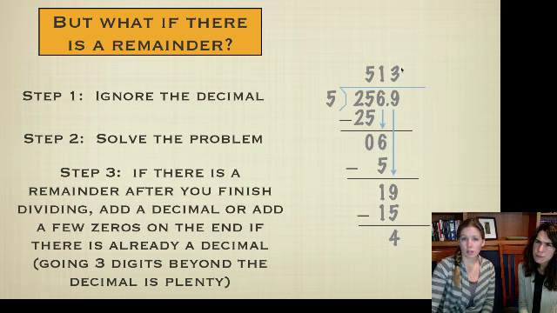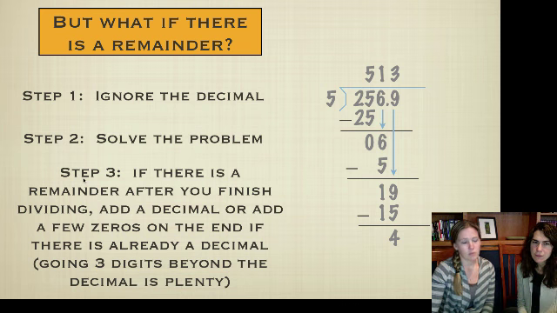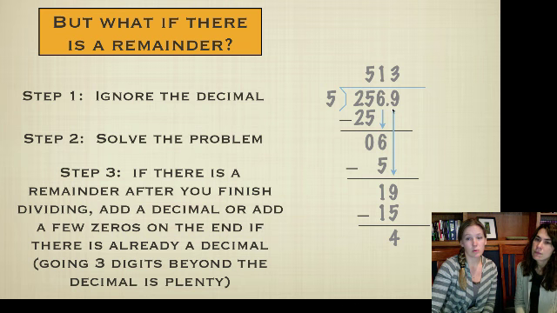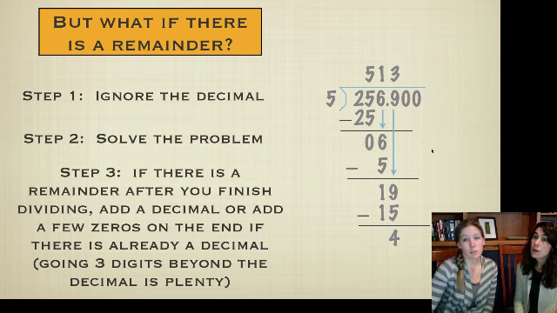So since you're 5th graders, you're going to need to go 3 digits beyond the decimal. So at this point, we have a decimal and 1, which means we need 2 more. So now I'm going to look back at this step 3. So if there is a remainder after you finish dividing, there is. Add a decimal, so if there was no decimal here, we would just add one, or add a few zeros on the end if there's already a decimal. In this case, we already have a decimal, 0.9. So now we need to add a few zeros. Going 3 digits beyond the decimal is plenty. So we only need 3, so we're going to add 2 zeros to make it 1, 2, 3.